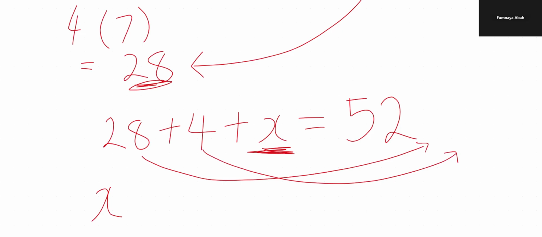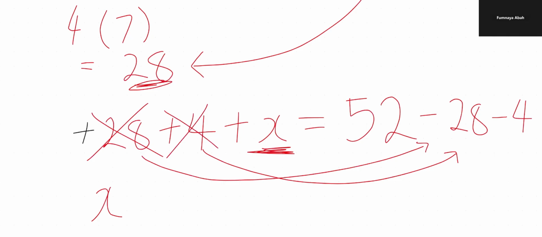So 28 is a positive number because there's no sign in front of it, but when there's no sign, it means that it is a positive number. So this is a positive 28. So when plus 28 goes over to the right-hand side, it becomes negative 28 because it goes over the equals to sign. We can cross this out. And similarly, we have plus 4. When plus 4 goes over the equals to sign, it becomes a minus 4. And we can also cross this out.